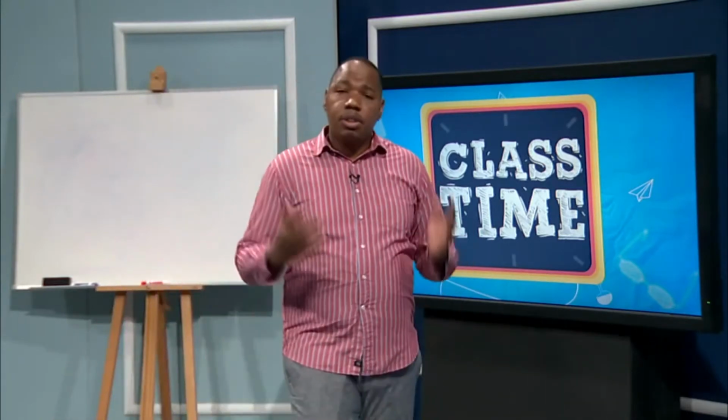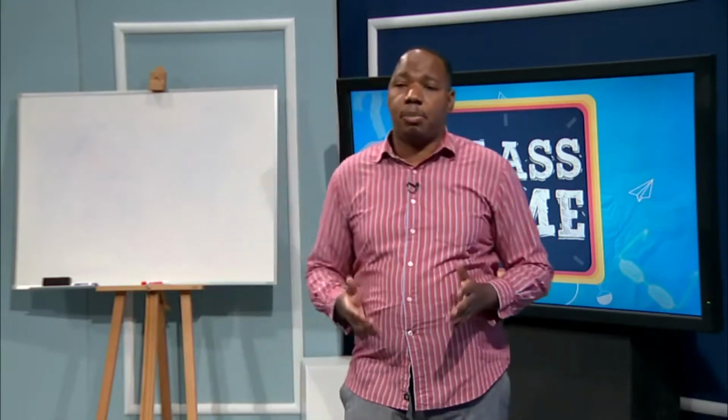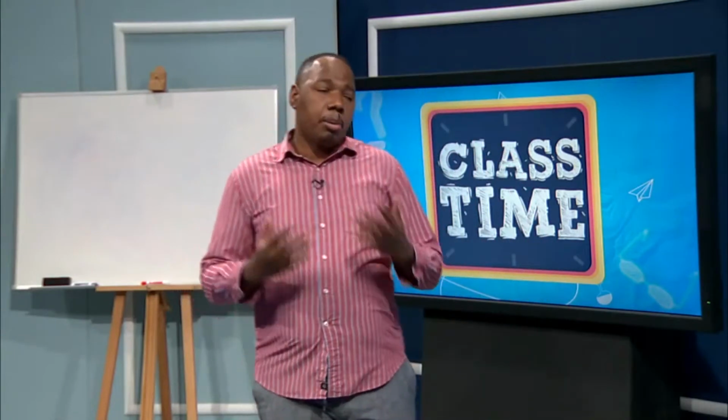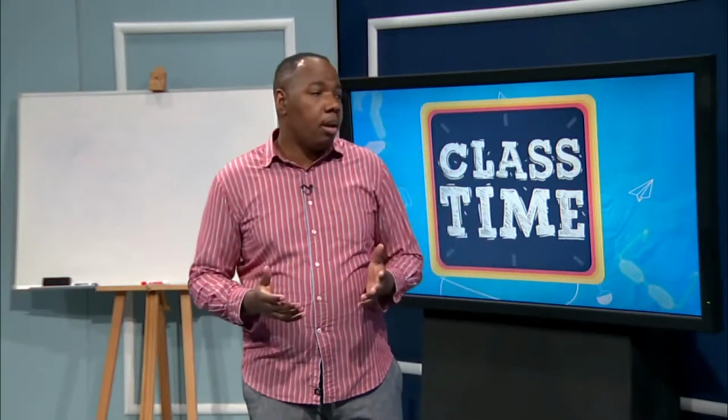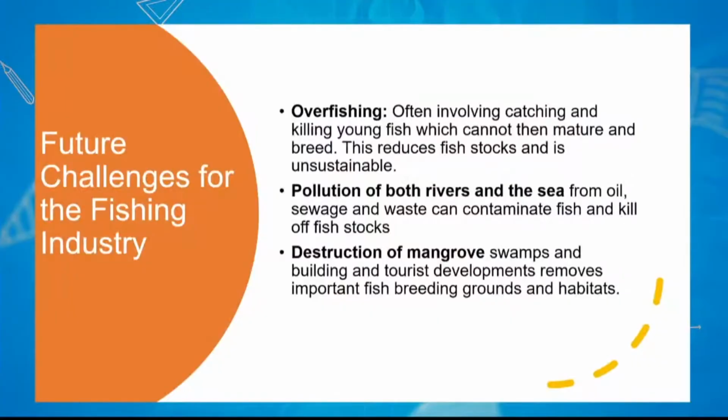Now, the fishing industry is an industry that is exceptionally challenged. Some of those challenges include things like overfishing, pollution of both the rivers and the streams, as well as destruction of the mangrove communities. Overfishing involves the catching and killing of young fish, which cannot then mature to breed. It often contributes to that.